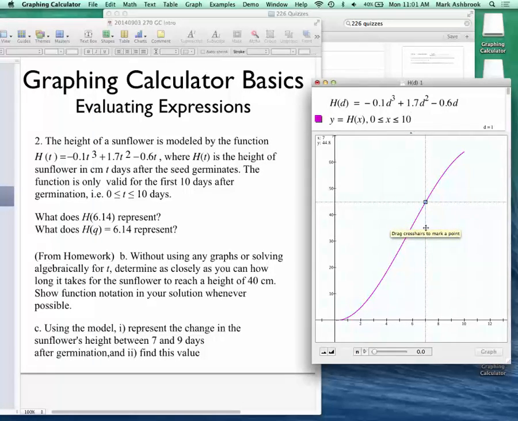And so I'm going to put it right on 7. Just put the cursor right on the graph and click, and then the crosshairs come up, and then you can drag the crosshairs, and it gives you the current ordered pair depending on where the crosshairs are.